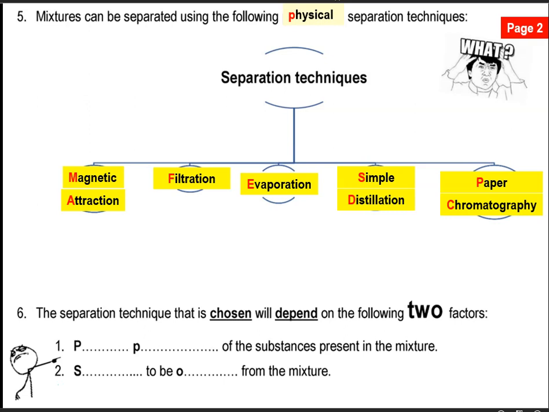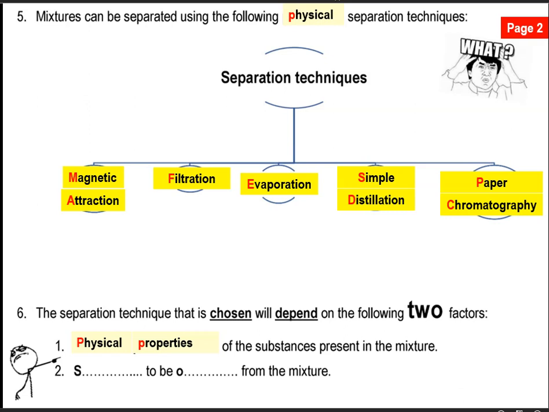All right, so let's move on. Now, depending, you may ask this question. How do we know what separation technique to choose? How do we know if we are going to use magnetic attraction, or if we're going to use filtration or evaporation or simple distillation or paper chromatography? Basically, it really depends on two factors. Now, these two factors are, number one, the physical properties of the substances present in the mixture.